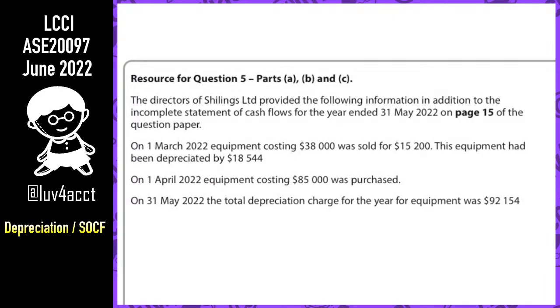The directors of this company provide the following information in addition to the incomplete statement of cash flows for this year. On the 1st of March, okay, that is towards the end of the year. We have 31st May as the year end. So 1st of March, equipment costing 38,000 was sold for 15,200. This equipment had been depreciated by 18,544. Okay, well, that is very straightforward.